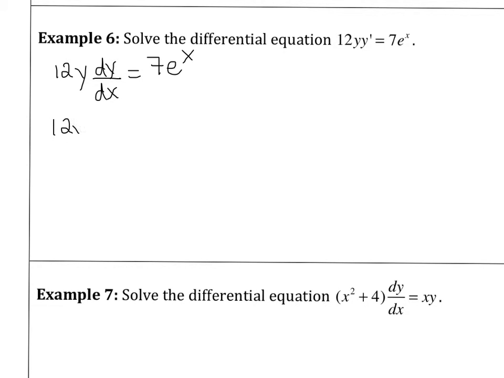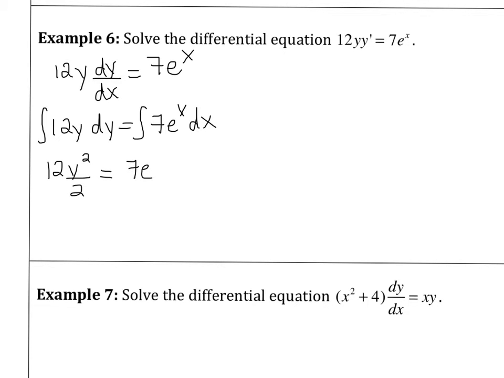So we'll have 12y dy equals 7e to the x dx. And we're good to go ahead and integrate. So here we go. Integrate both sides. 12y integrates to 12y squared over 2 plus c, but I'm going to move that over to the right later anyway. And then 7e to the x integrates to 7e to the x, and then there's my plus c. We'll simplify the left to get 6y squared equals 7e to the x plus c.